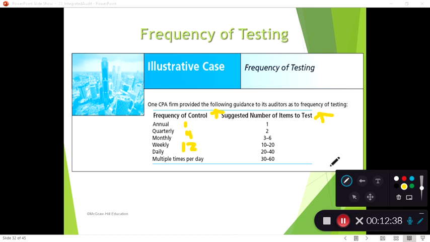Just because ultimately it gets to, is this sample sufficient to cover how often the control is being performed? And so this is just one firm's guidance, but kind of the takeaway is the more frequent the control occurs, then the more number of items you need to actually test to verify. Again, that's assuming you're doing a sample, right? If you have all the data, you can do it for the entire population. But if you don't have all the data and some of it's manual, then you're doing samples.